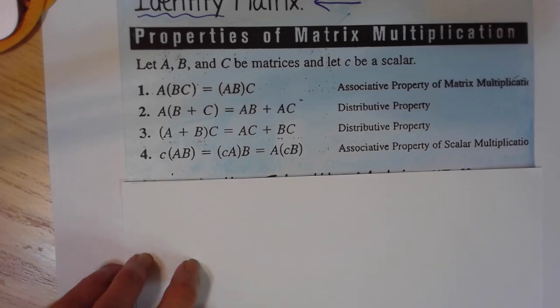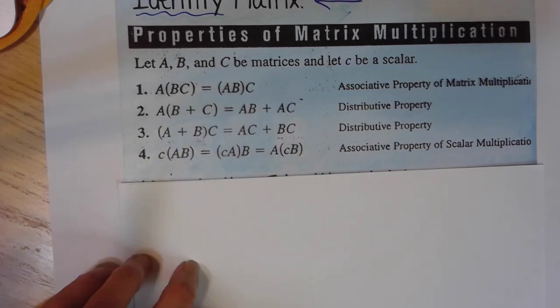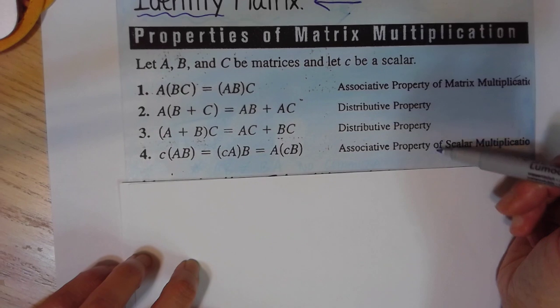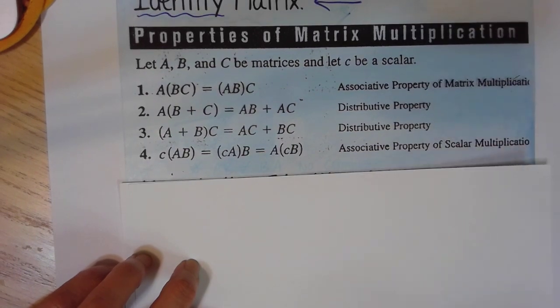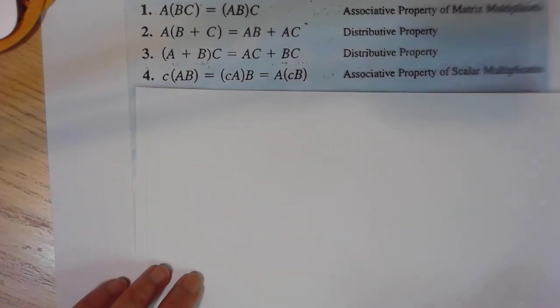Let A, B, C be matrices, and let c be a scalar. Take a look at these. You have to be able to identify these properties on your vocab test, okay? But I think more or less you know these definitions. Let's move on to identity.